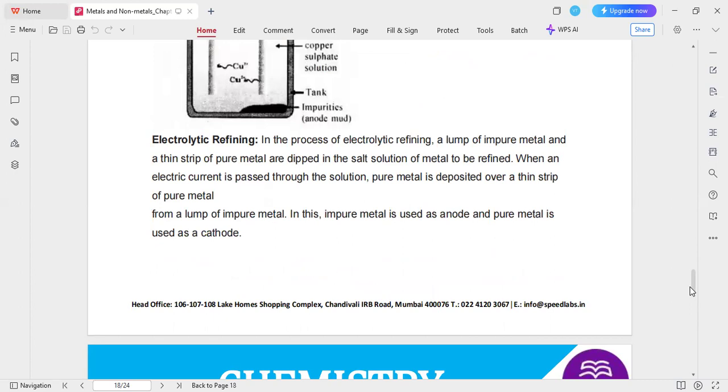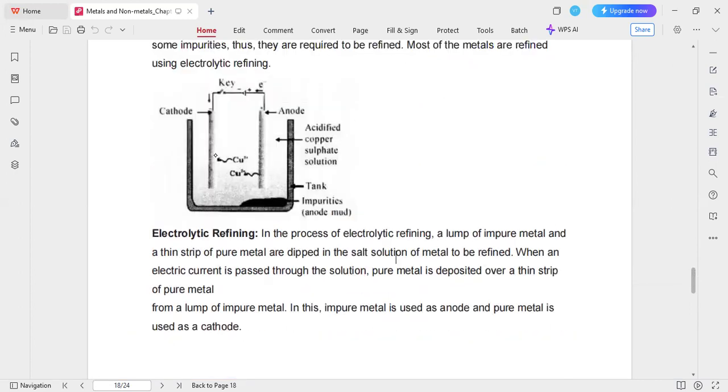Electrolytic refining is easy. Here we use, as the cathode, a strip of pure metal, and as the anode, a strip of impure metal. Suppose this is copper. The cathode is connected to the negative terminal. It is a thin strip of pure metal. The anode is a thicker strip of impure metal.